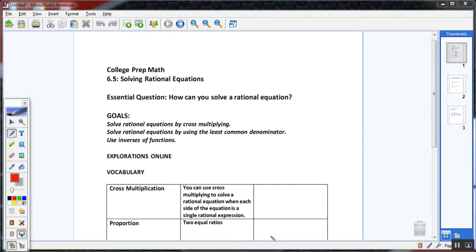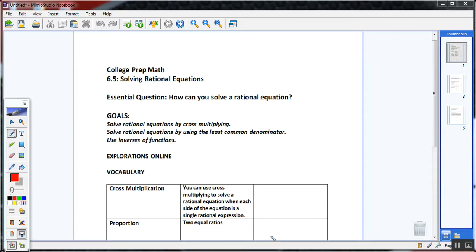Of real-life application that takes place in this here. So the question today about solving rational equations: how do you do just that? How do you solve a rational equation? In order to be successful with this, we first of all have to be able to what, kids? Solve rational equations by cross-multiplying. We already know what cross-multiplying is, don't we?